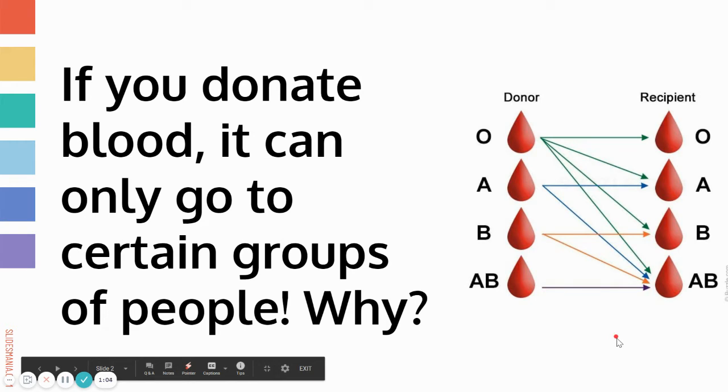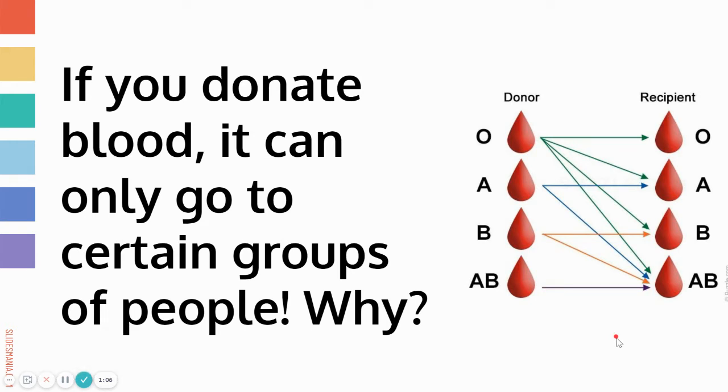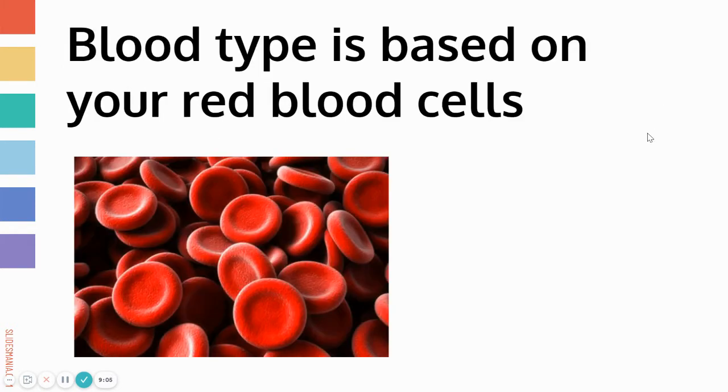So why is this the case? Why is there this difference in terms of who can give blood and who can get blood depending on who the donor and the recipient is? For blood type, it's based specifically on the red blood cells that you have. Red blood cells are just one component of your blood. You also have the liquidy plasma part, you have platelets, but the blood type is based on your red blood cells, which carry around oxygen in your body.